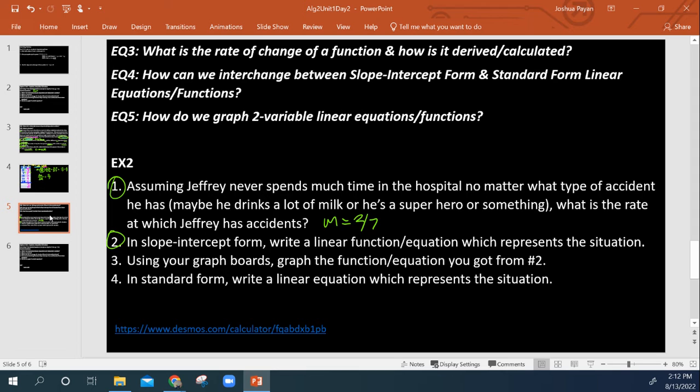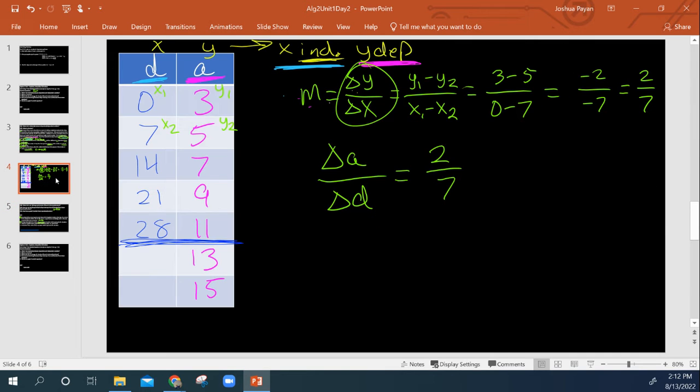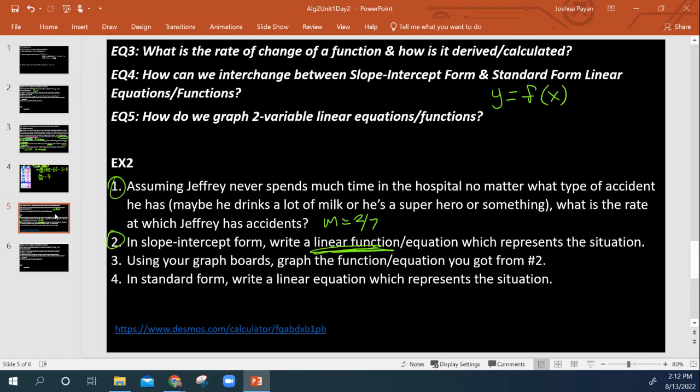Number 2 is asking us, in slope-intercept form, to write a linear equation or function. We're going to look at this as a function, because we need to get used to seeing it that way, and not so much as y equals mx plus b. We need to see it as f of x equals mx plus b. And if you don't remember, y is a function of x because y depends on x. So we say it is therefore a function of x.